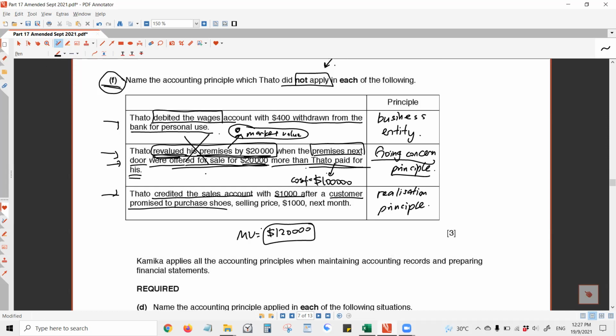Look carefully. Yeah, the question didn't give us the market value. You don't get it. Okay, let me explain again.